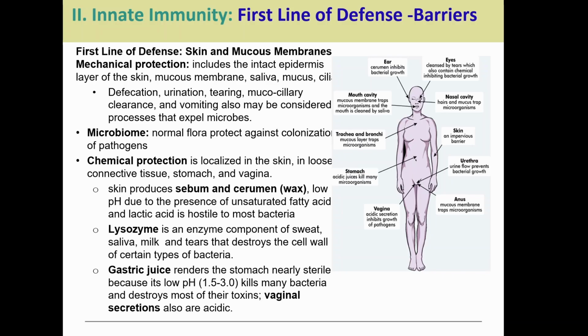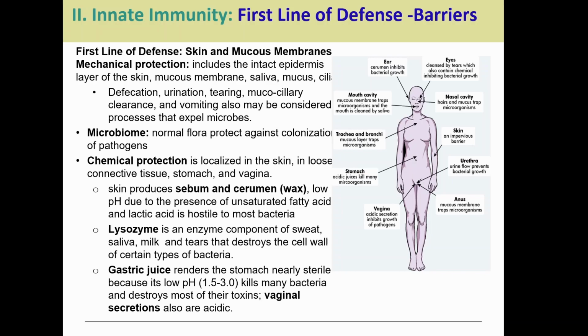We also have chemical protection. So this is going to be through antimicrobial secretions or just changes in things like pH that are harmful or not productive for pathogens. So on the skin, we have things like sebum and cerumen. Sebum is like the oil that your skin produces. Cerumen is like your earwax. These have a low pH, so they're a bit acidic. They're going to be hostile to a lot of bacteria.